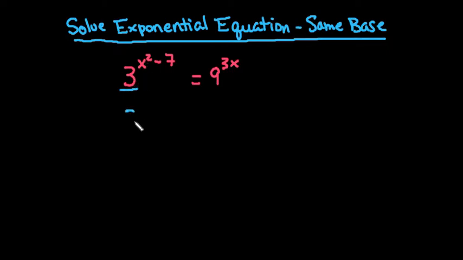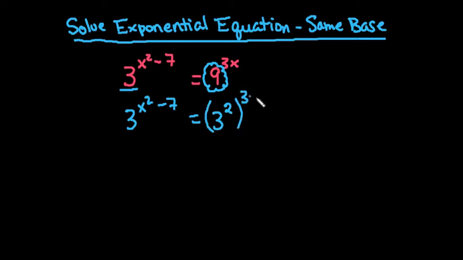The left-hand side already has 3^(x squared minus 7), so it already has base 3. I want to rewrite 9 as base 3, and 9 as base 3 is really 3 squared. So I really have 3 squared to the 3x power, and remember that when you have a power to a power, you multiply exponents. So I have 3^(x squared minus 7) equals 3 to the 6x power.